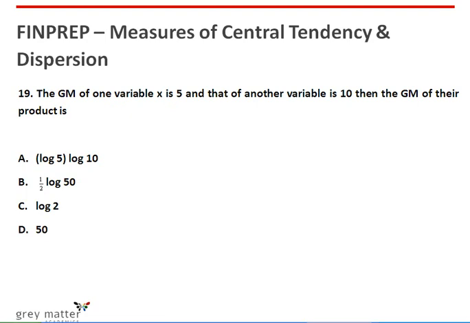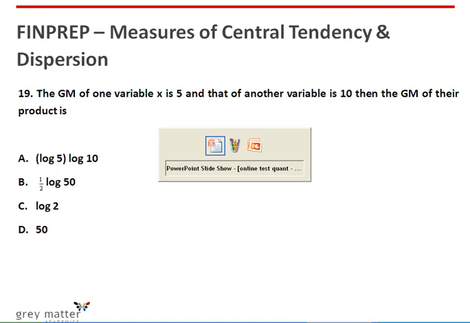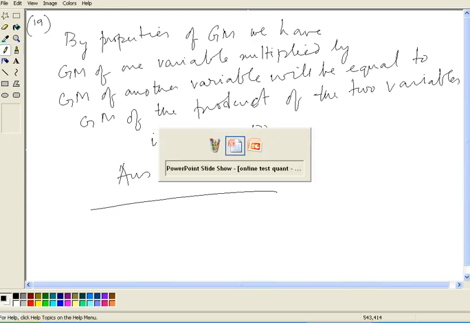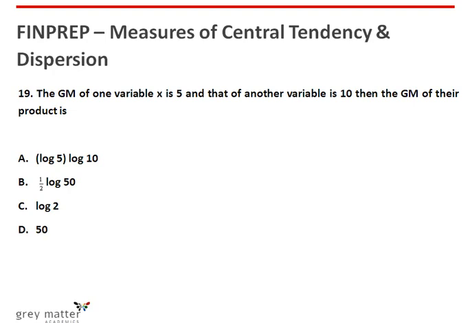19th question. The geometric mean of one variable x is 5 and that of another variable is 10. Then the geometric mean of their product is given as follows. By properties of geometric mean, geometric mean of one variable multiplied by geometric mean of another variable will be equal to geometric mean of the product of the two variables, that is 5 into 10, which is 50. So the answer is option D. Going to our PowerPoint presentation, it is option D, which says 50.